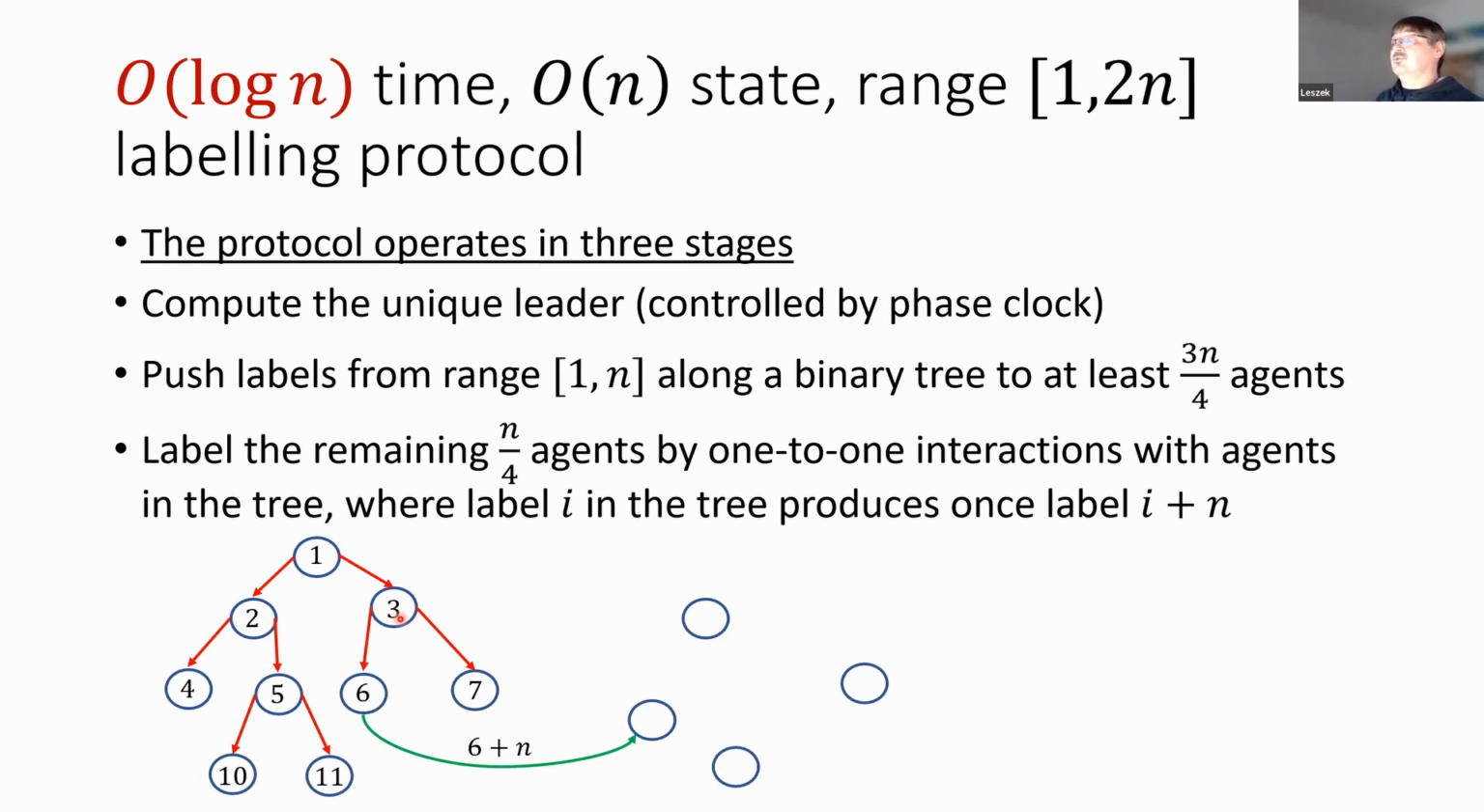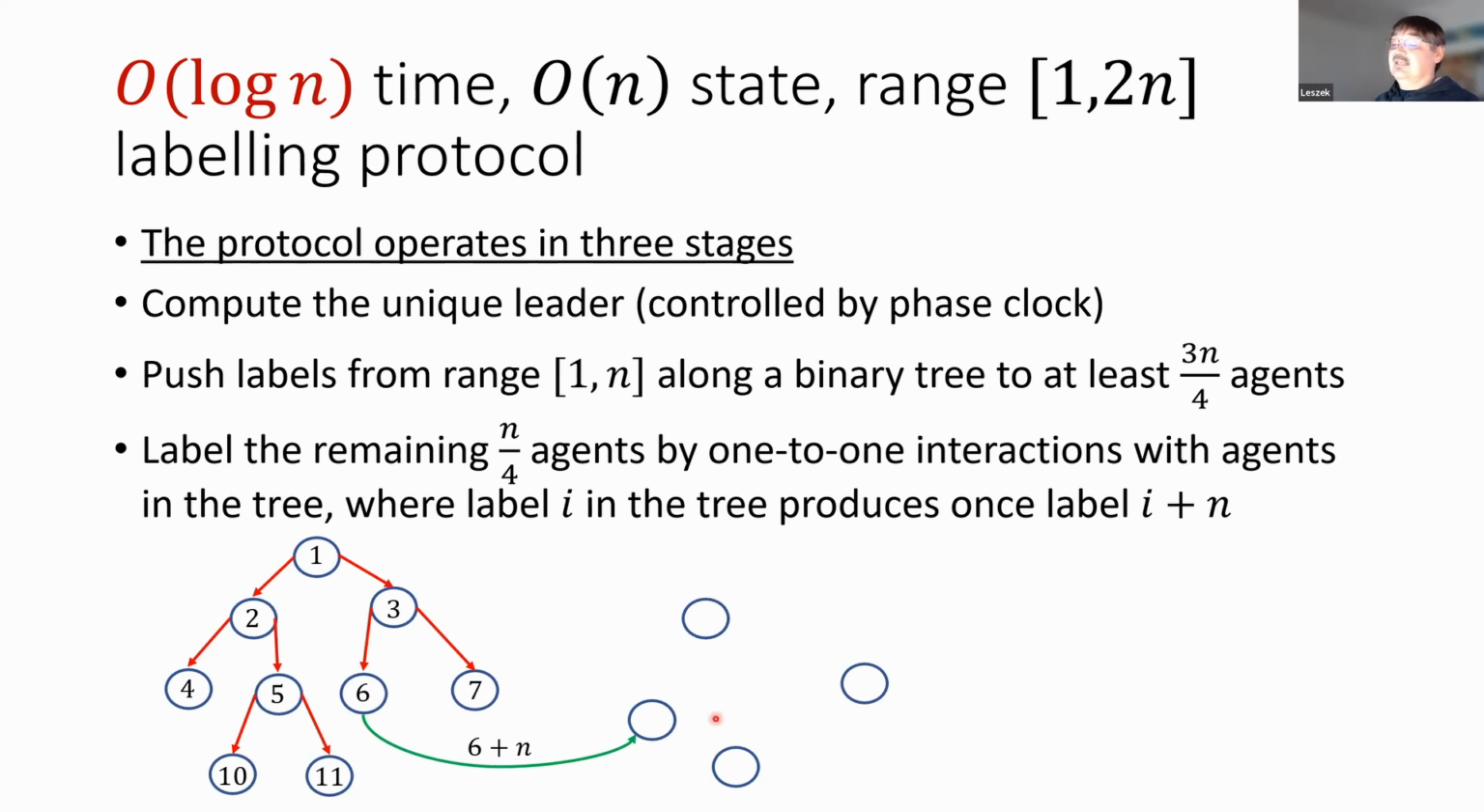And so we don't go beyond that. But it's not really the case that we will give labels to every single agent. After n log n interactions, or log n parallel time, we'll still be left with some agents which do not have labels. But we can easily observe that after some c times log n time, we are left with only n over 4 agents which do not have labels yet. So we finish the second round, and in the third round we just do one-to-one connections with those unlabeled agents.